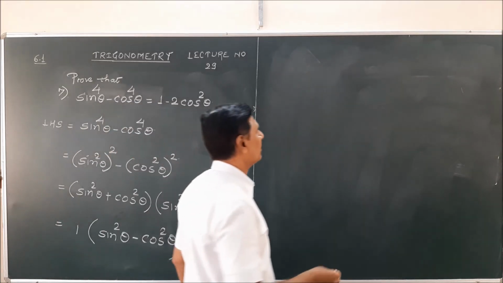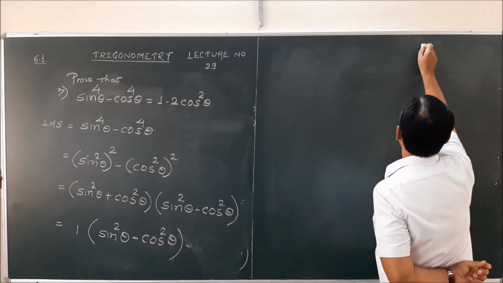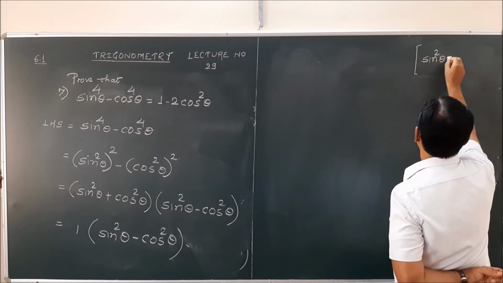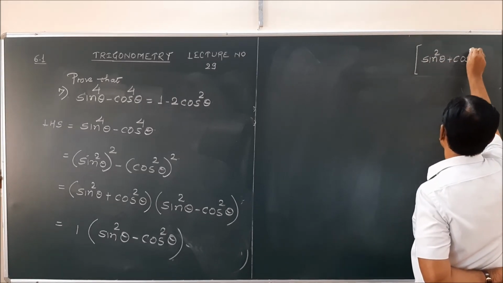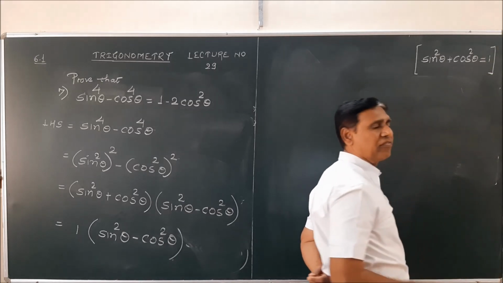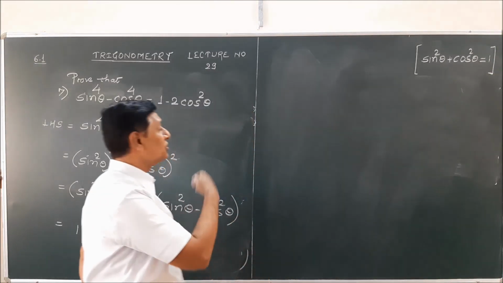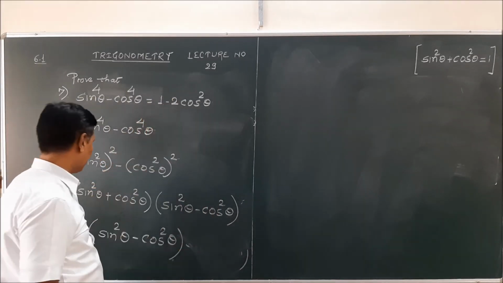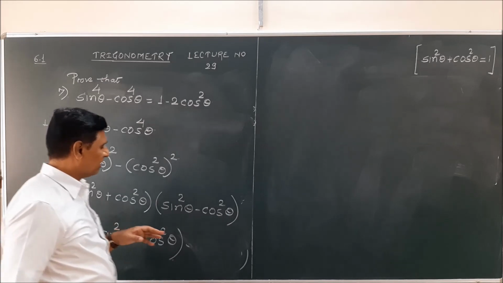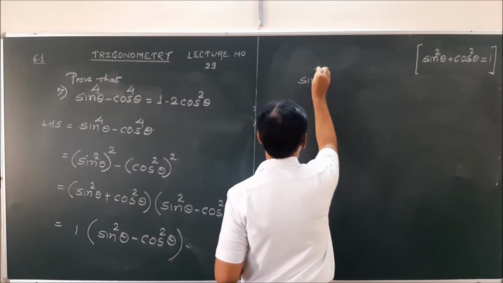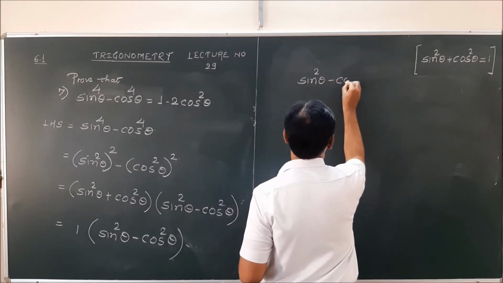Please don't forget to mention we use the first identity, sin square theta plus cos square theta is equal to 1. Please don't forget to mention the identity used. So sin square theta plus cos square theta is 1. We are left with sin square theta minus cos square theta.